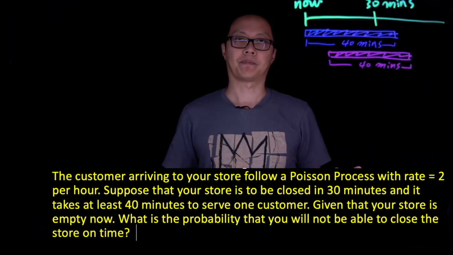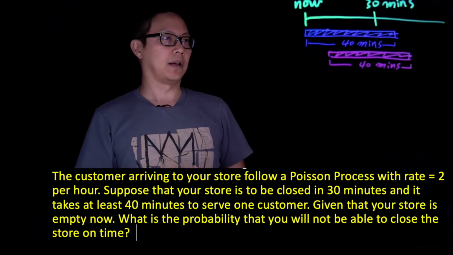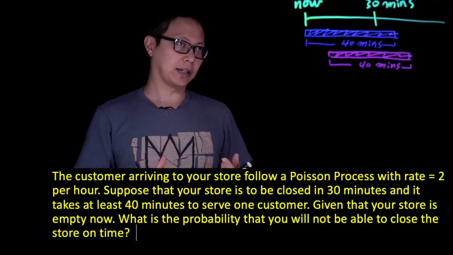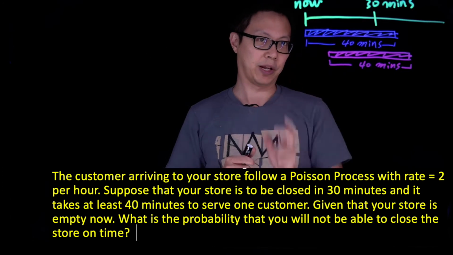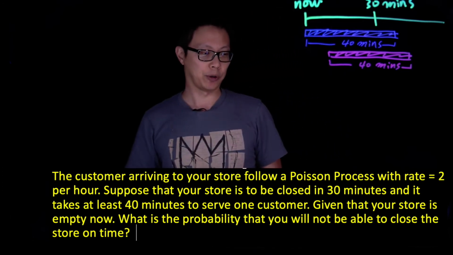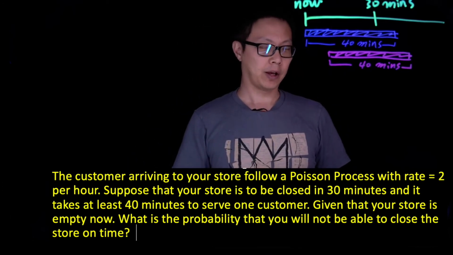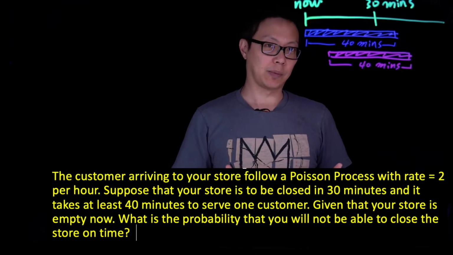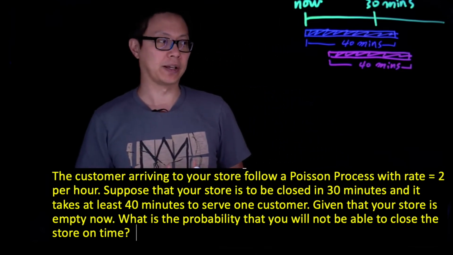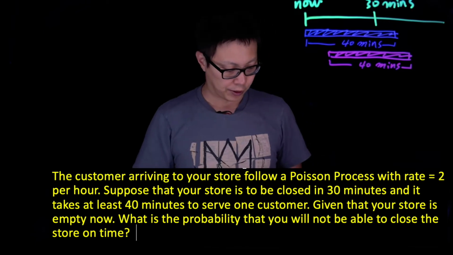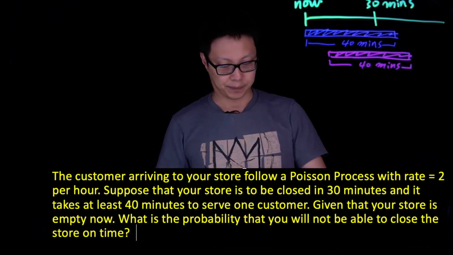What does that mean? It means that as long as you are getting a customer within this 30 minutes range, you will not be able to close the store on time. So it can be 1 customer, 2 customers, or even 10 customers. So let's try to do the calculation right here.